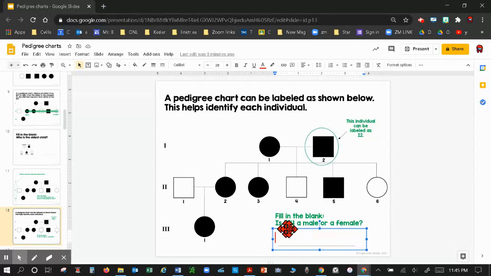So, is Roman numeral 2 4 a male or a female? We're looking at this individual. Are they a male or female? Type in your response down here below. If you need time, pause it. If you're good with the pace, just go to type it in and follow along.